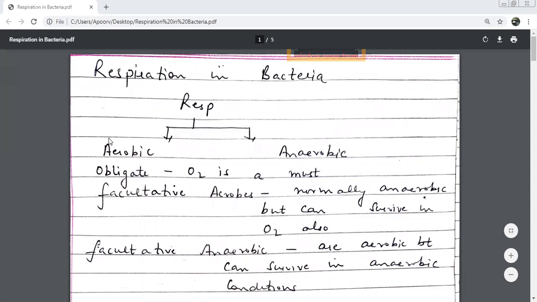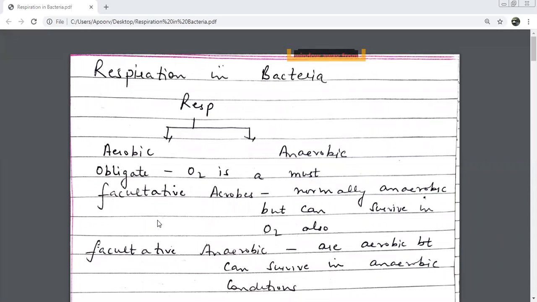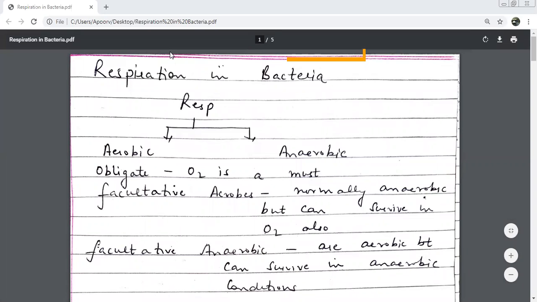Respiration in bacteria, beta, is of both the kinds, aerobic and anaerobic. Now understand the difference between two words, obligate and facultative. This word can be used anywhere, not only in bacteria. You just need to know the meaning of these words. Obligate is if something is a must.